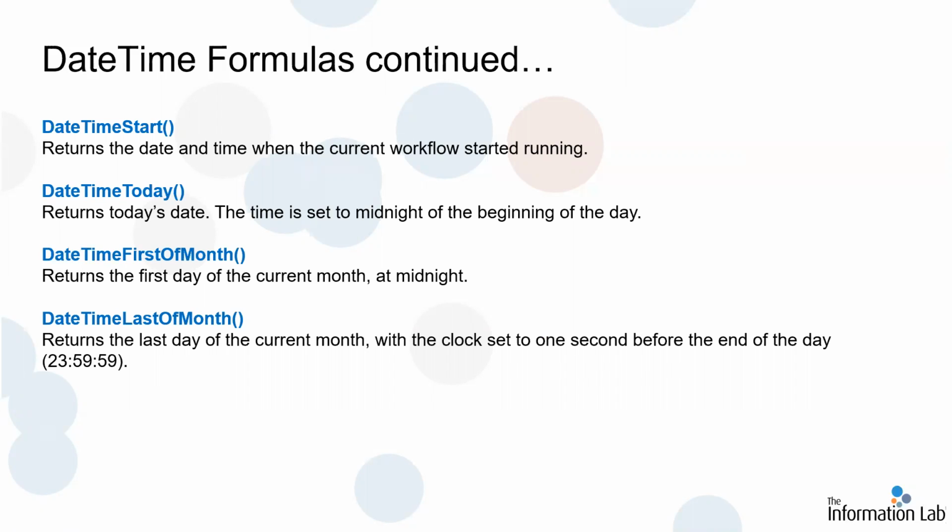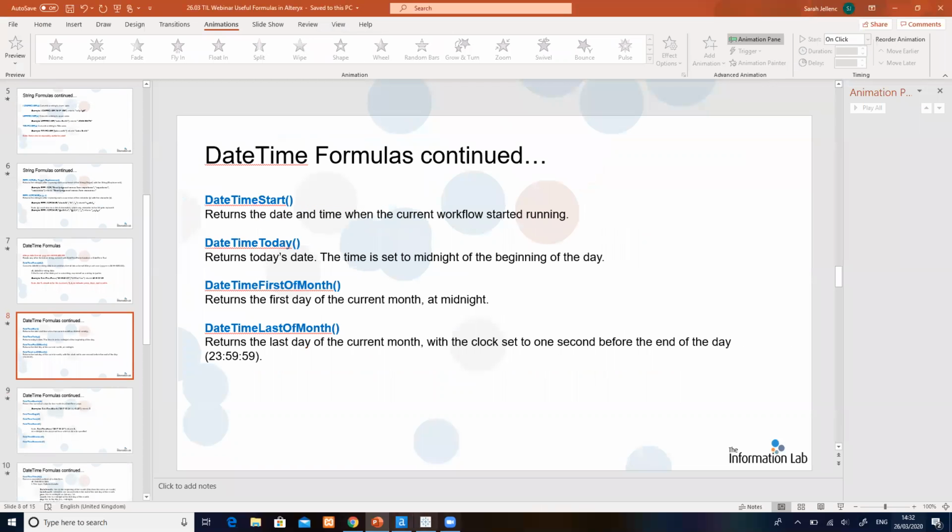So the DateTime first of month will give you the first day of the current month, and the DateTime last of month will give you the last day of the current month. And again, if you've got times associated with your dates, the first of month will give you midnight, and the last of month will give you 1 minute to midnight of the next day. So let's look at those in Alteryx as well.